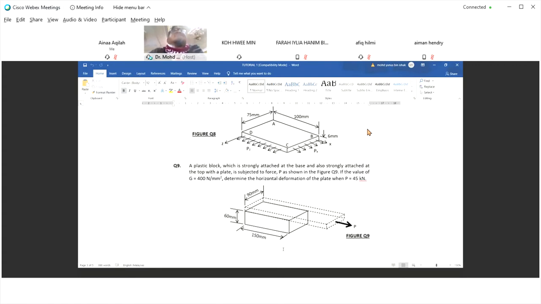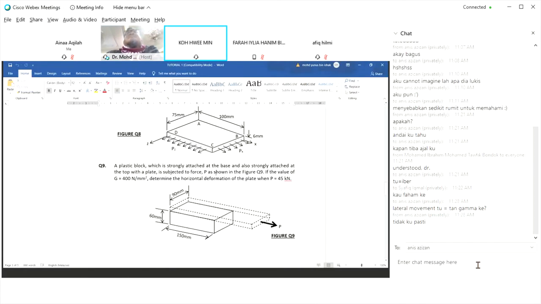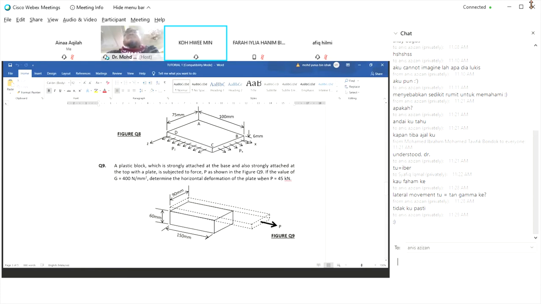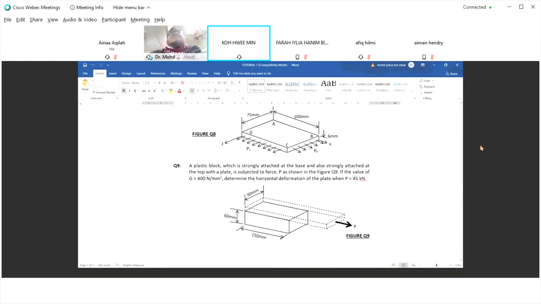A plastic block which is strongly attached at the base and also strongly attached at the top with a plate is subjected to force P as shown in the figure Q9. If the value of G equal 400 N over m squared, determine the horizontal deformation of the plate when P equal 45 kN.